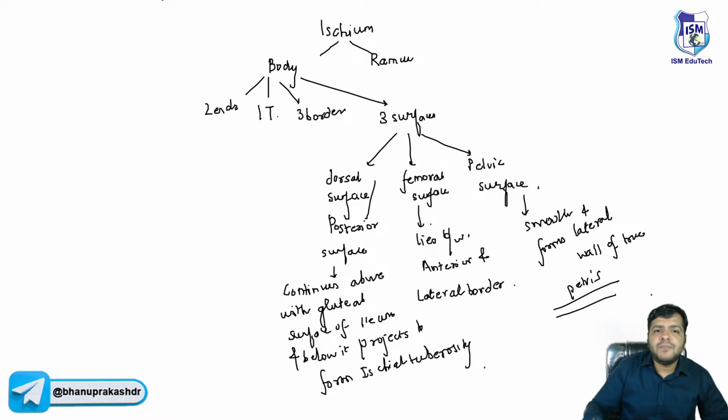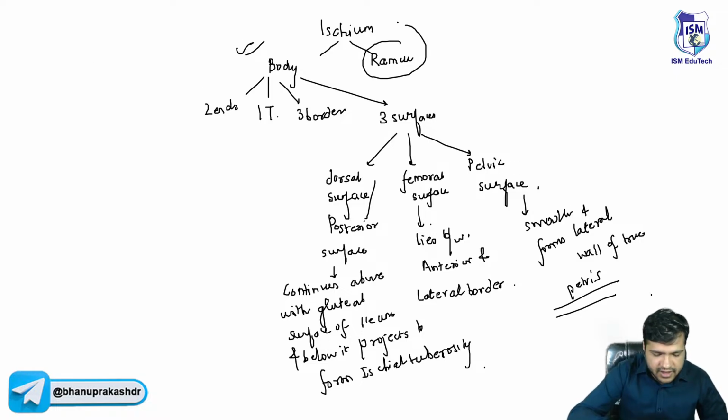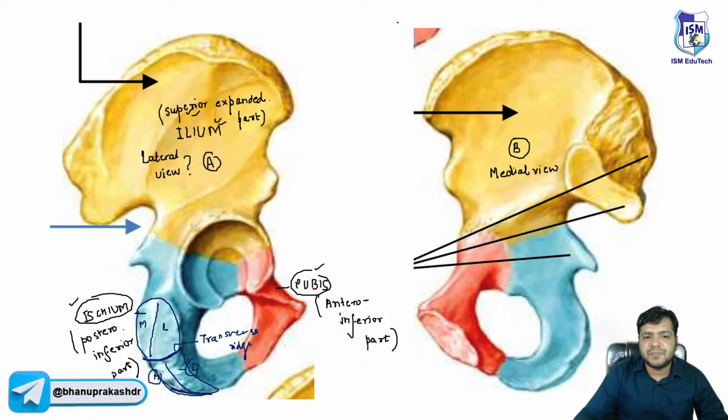Okay. So I hope the body is done. Now coming on to the ramus part, beta. So you all are aware that the ramus has basically, okay, the ramus, yeah.